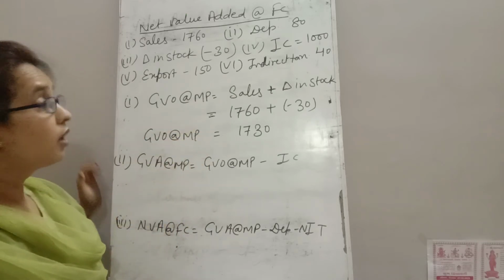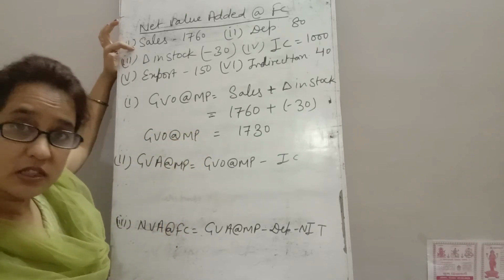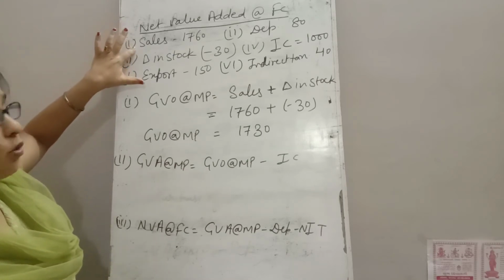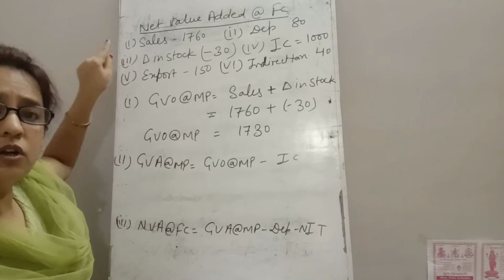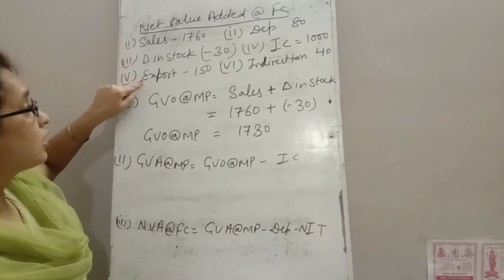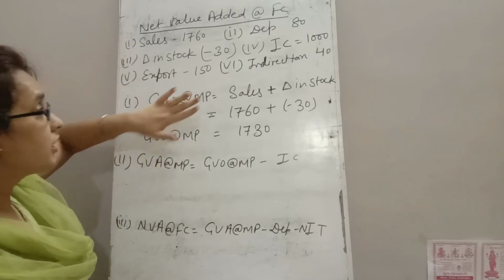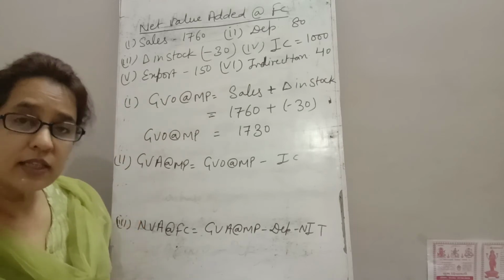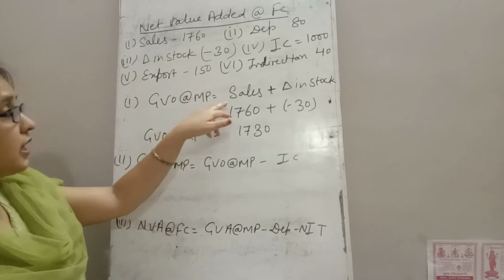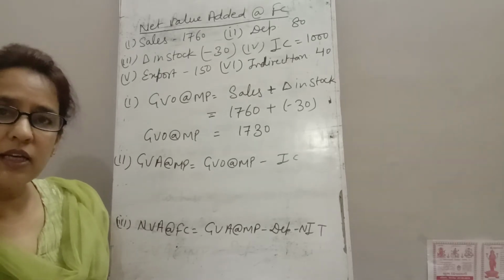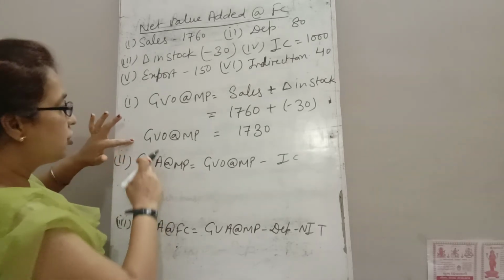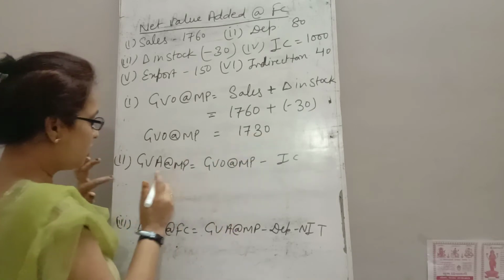Make sure: if in the question domestic sales are given, then only export has to be added. Clear? If in the question domestic sales are given, then you are supposed to add export. But here it is given as sales. It means we are assuming that total sales include domestic sales as well as export. Clear? GVO at the rate of MP is 1730.